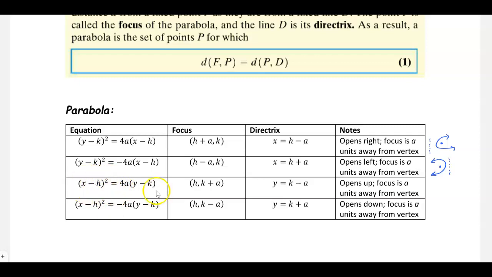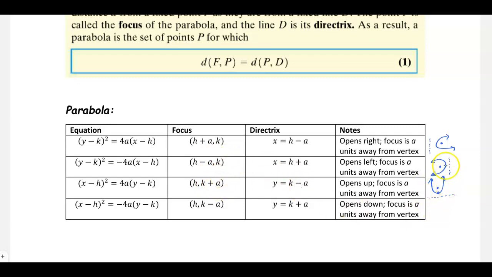These are the two that we're more familiar with. If we're squaring x, then we have something that's either going to open up or down. So in this case, our a is going to be positive, so this one's going to open up. So it's going to look like this. So there's my vertex. Inside is going to be the focus. So notice in this case, I'm moving up a units to find the focus. And the directrix is going to be a horizontal line, and I'm moving down to find that.